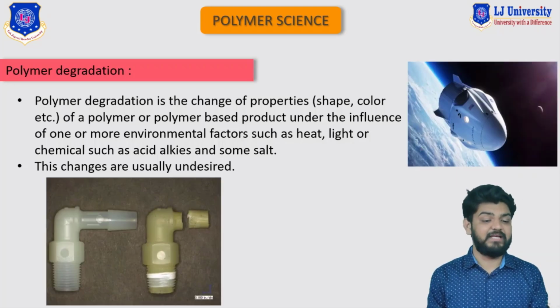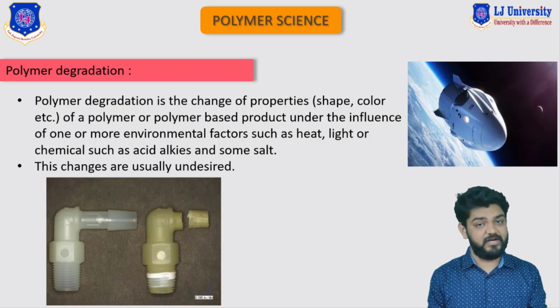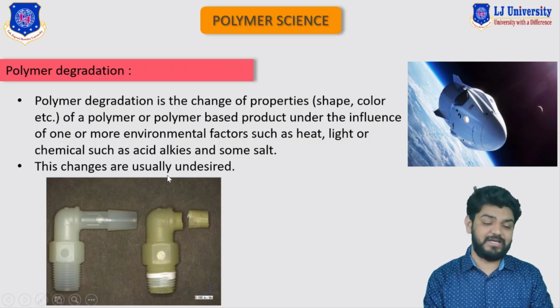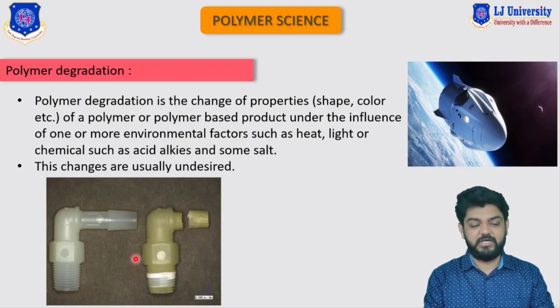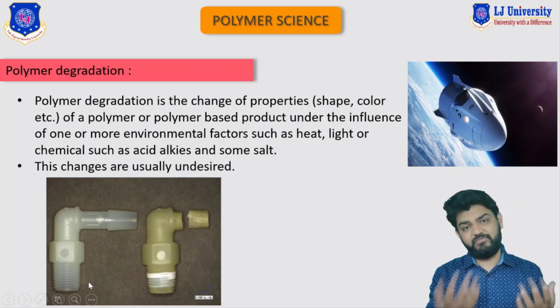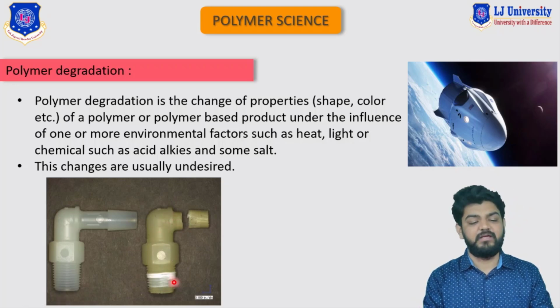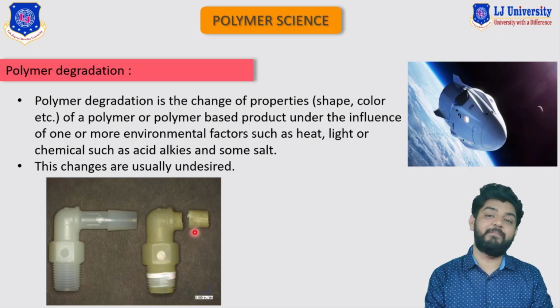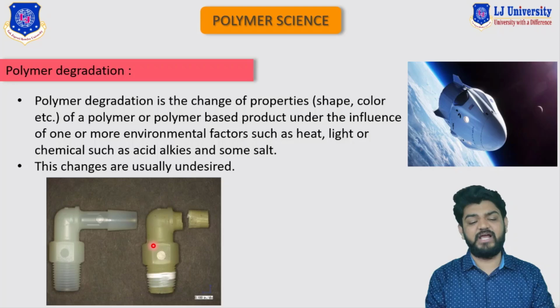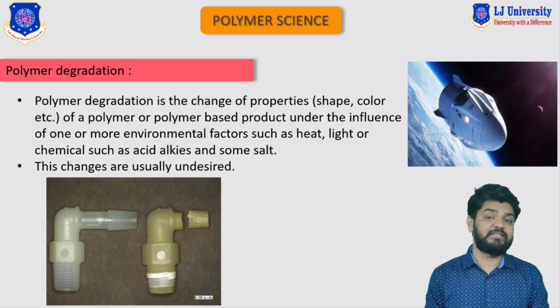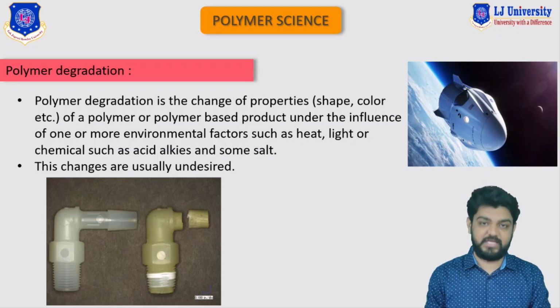Here you can see that these changes are undesirable. So in practice we do not want to degrade our polymers. Here in this image you can see the newly purchased polypropylene bar. But after some years of use it disintegrated, or we can say that this PP bar is now completely broken. You can see that its color has changed from whitish to yellowish, which indicates that this particular product has undergone the degradation process throughout the many years.